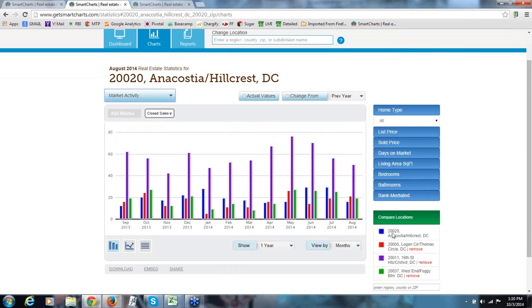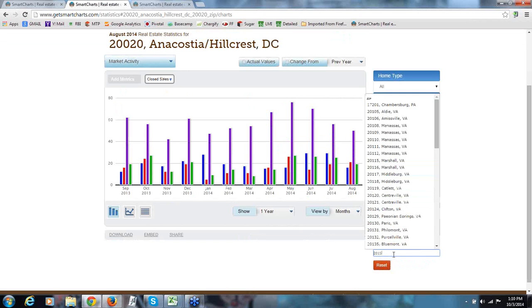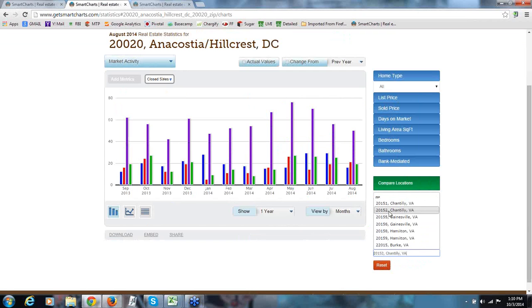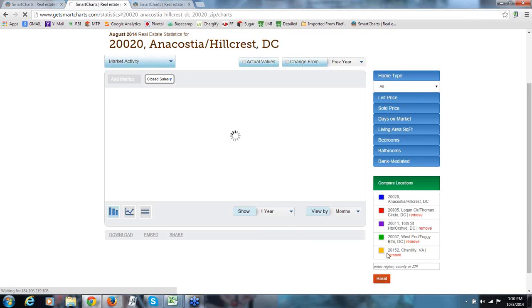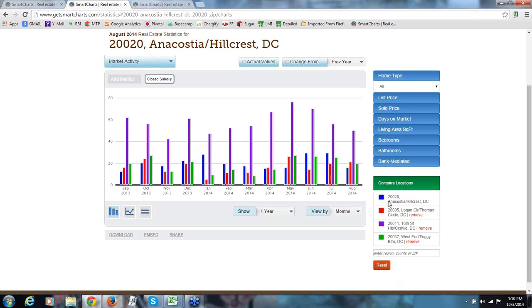What I have here is I went ahead and preset this, but it's pretty simple to compare locations within the application. Just to show you how I did it, I can add 20152, and then this serves as my legend. So the blue is Anacostia, the red is Logan Circle. Just so you know, these are the 4 zip codes that had the highest median sale price jump year over year. I'm going to remove Chantilly just so we're looking at the biggest price appreciating zip codes in DC so far this year.